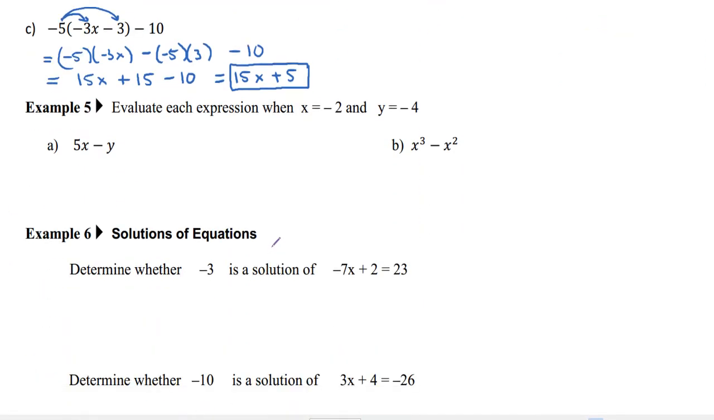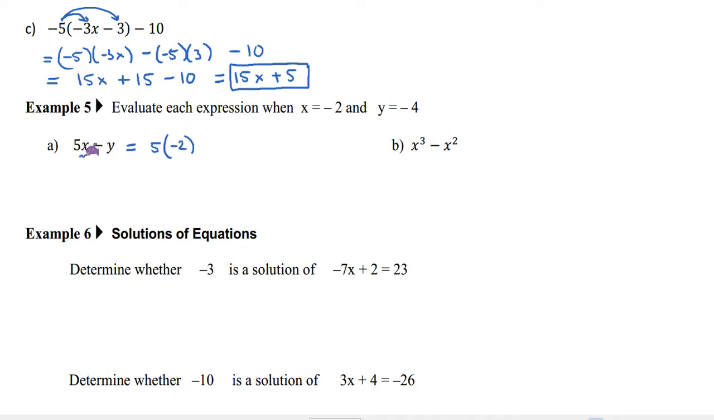Okay, so now let's say that we have expressions with variables in them, and we want to evaluate what those expressions are when you have values for those specific variables. So for example, let's say I have this expression, 5x minus y. Can you evaluate this expression when x is -2 and when y is -4? All that means is you're just going to plug in those values for those variables. So we'll have 5 times the -2.